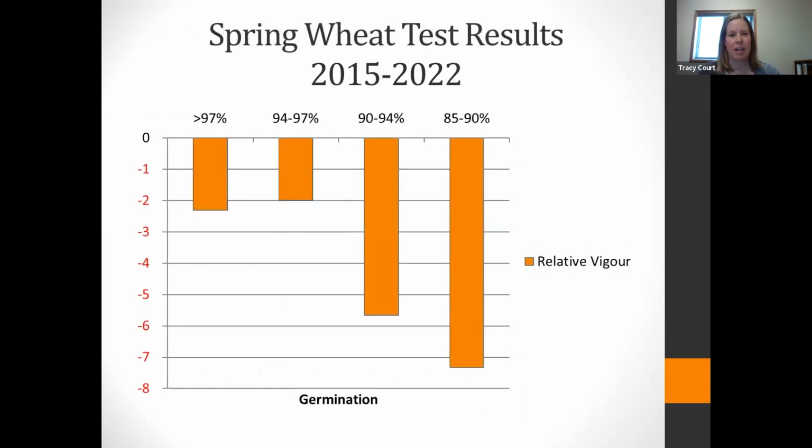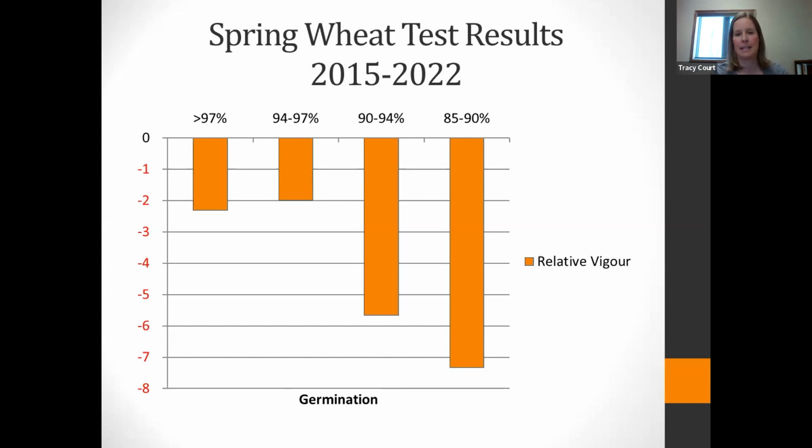So then finally, this is only our spring wheat results. And I only pulled spring wheat out because that was the one I had the most amount of data points on and the widest range in germination. So just to explain what you're looking at here, across the top, we have the different germinations kind of grouped together from high germ to low germ. And then the Vigour, the bar represents the Vigour relative to that germination.